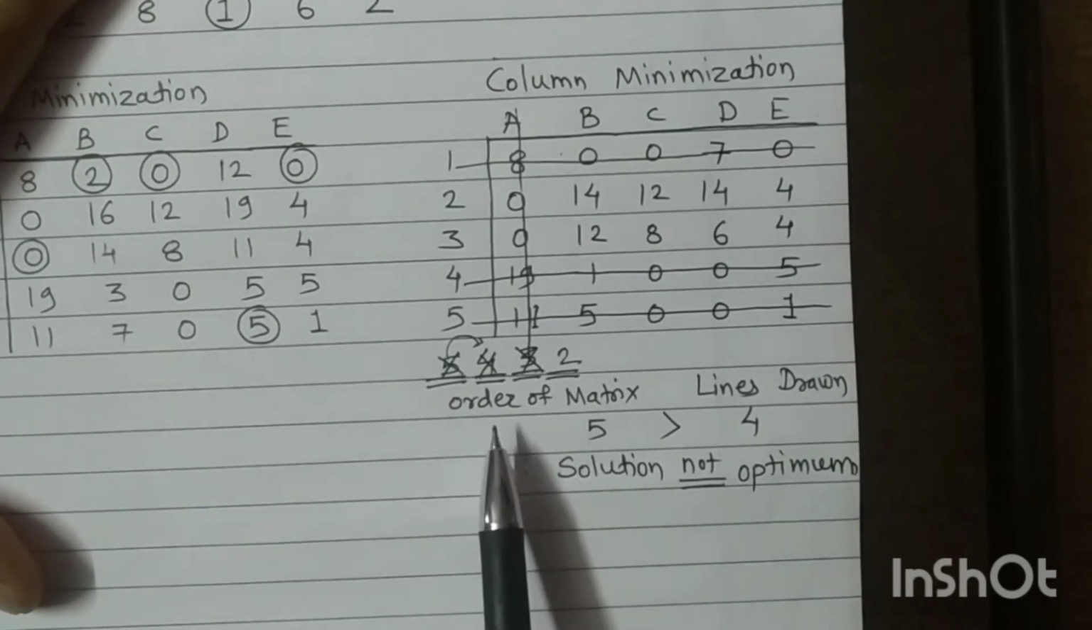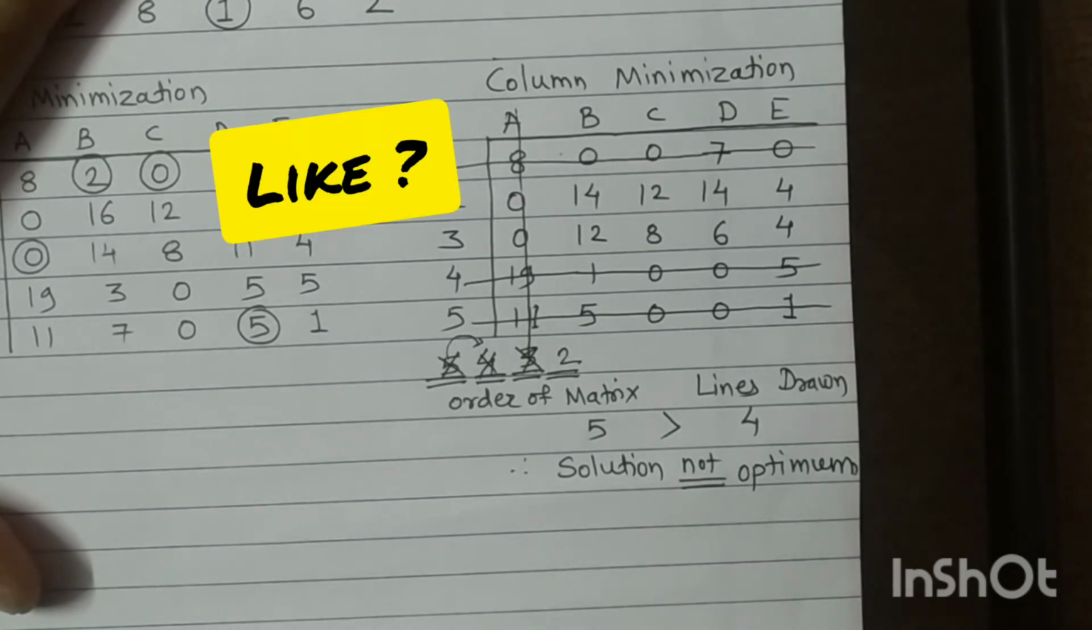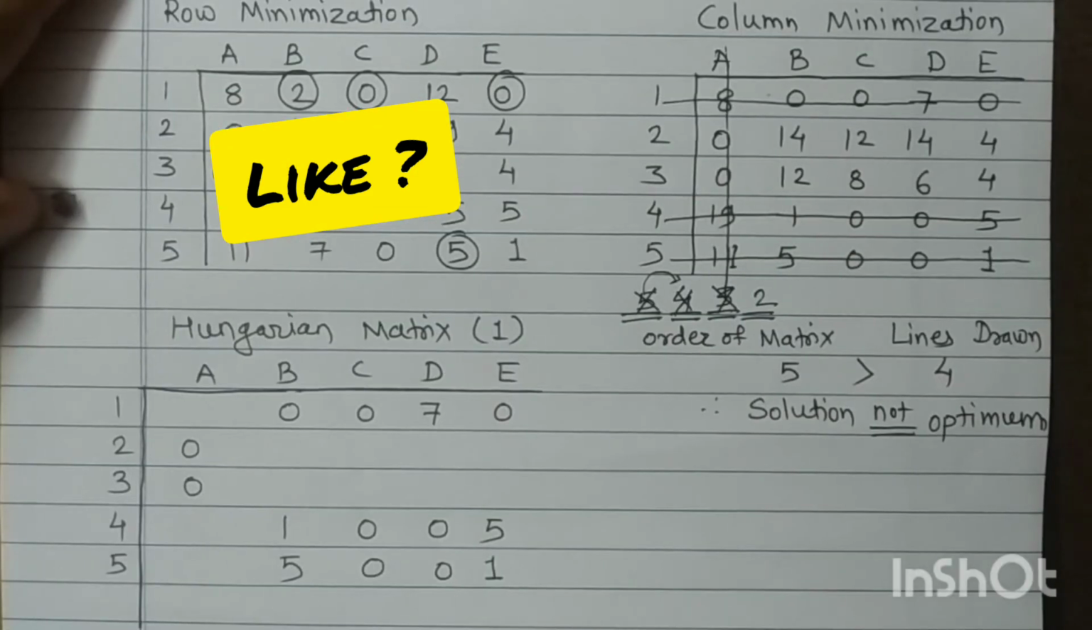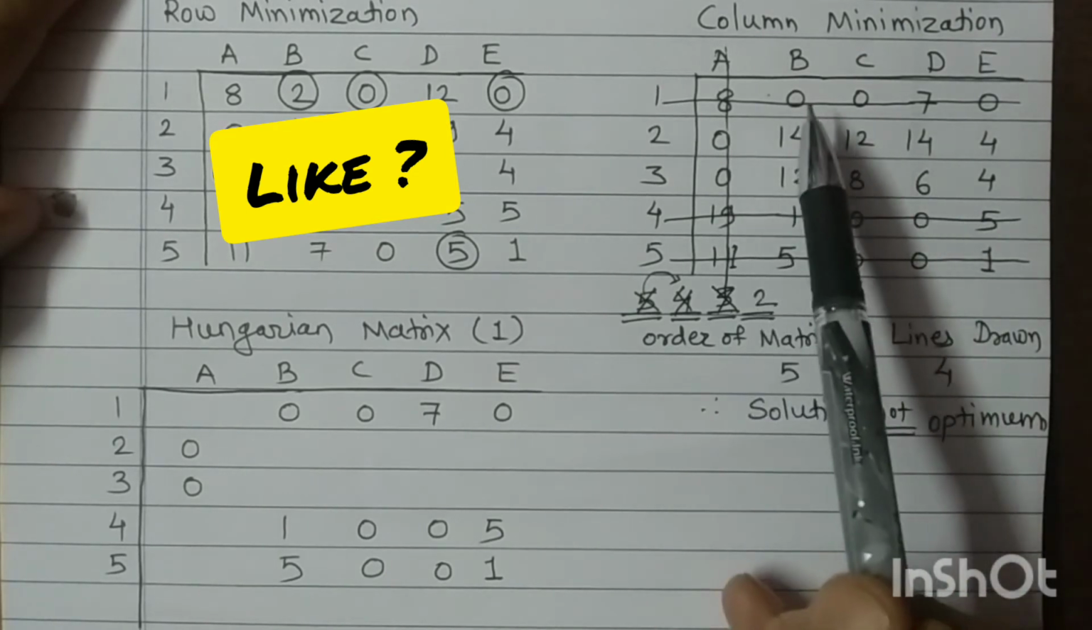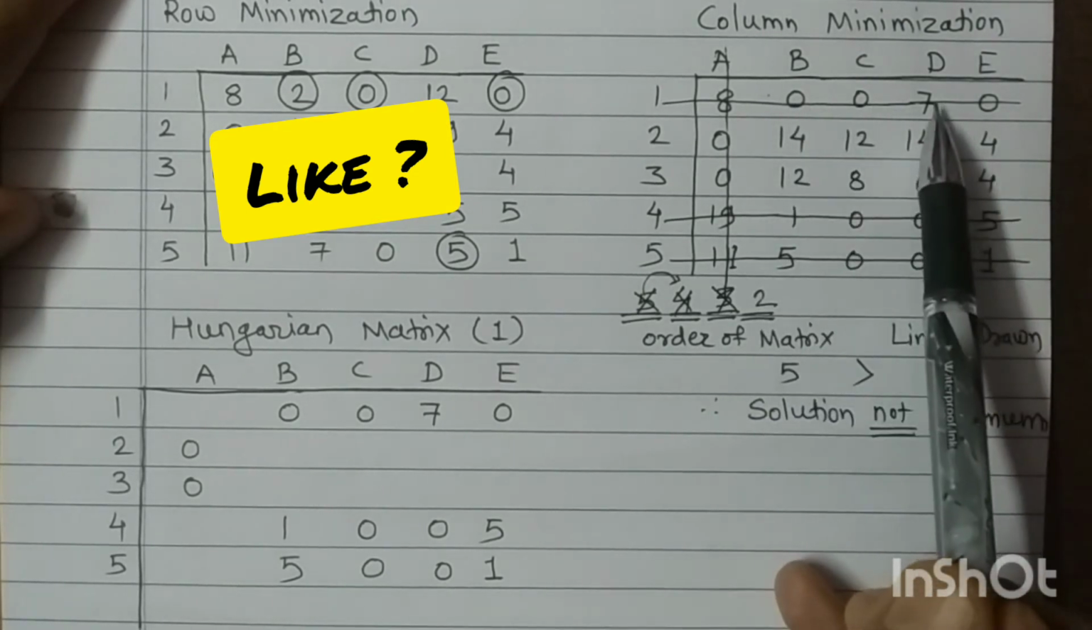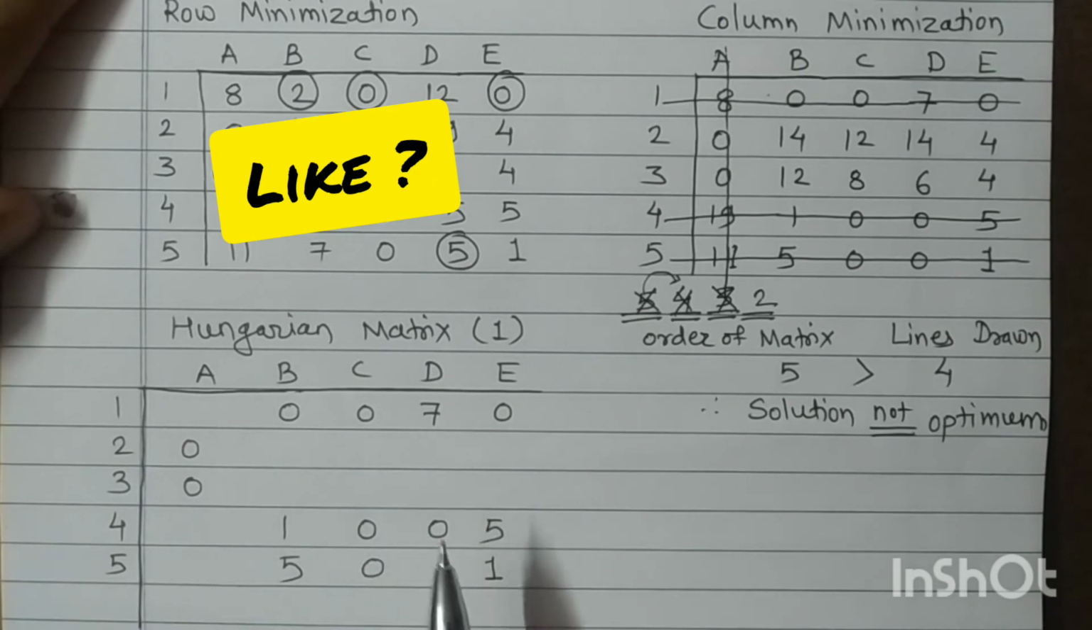So you have to write down like this: the solution is not optimum. So you have to draw a Hungarian matrix. For the Hungarian matrix, after the lines are drawn, the elements which are present on a single line I have written as it is.